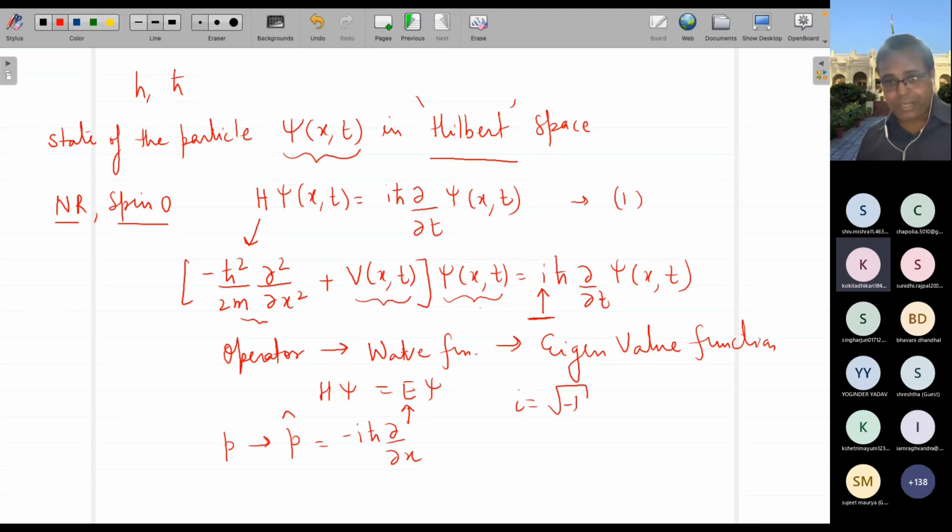So let's just see what is there in terms of the interpretation of psi(x,t). If psi is a complex number, I cannot measure it. So what is the physical interpretation of psi?